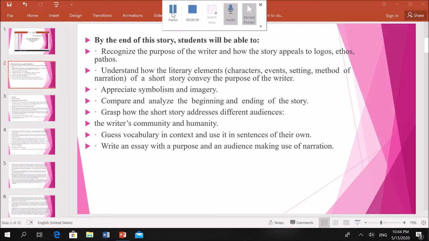Number 2, understand how the literary elements, characters, events, setting, method of narration of short story convey the purpose of the writer. And as we read the short story, we are going to examine how the writer uses the characters, the events, the setting, the method of narration to convey his purpose.